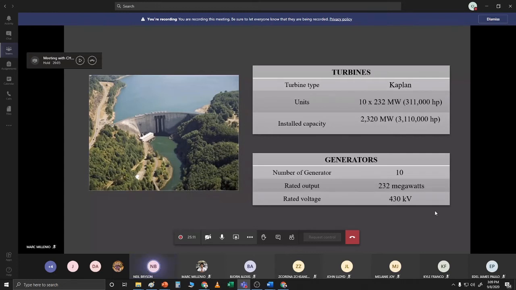Yan nga, Caroni River source. Then, ito po yung turbines. Turbine type niya po ay Kaplan, which is 10 by 232 megawatts. Then, ang installed capacity nga po ay 2,320 megawatts. Number of generators na po ay 10. Ang rated output po ay 232 megawatts per generator. Then, rated voltage niya po ay 430 kilovolts. Next.